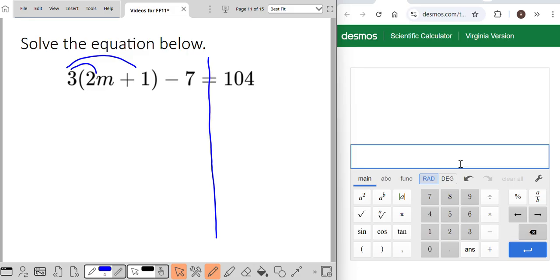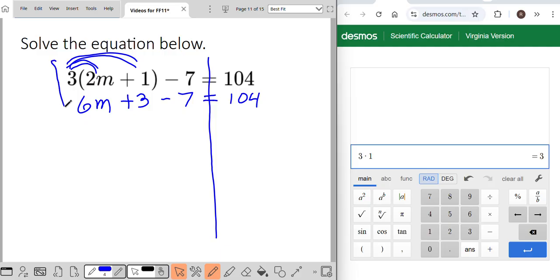3 times 2, and like I said, I'm using my calculator just to show you how to do that, is 6m. And then I'm multiplying the 3 times a positive 1, which gives us positive 3. Make sure to multiply twice, not just once. Now I'm going to bring down negative 7 equals 104.